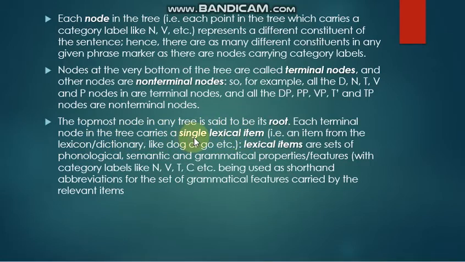So what does it mean, single lexical item? It's an item from the lexicon or dictionary, like dog or go, etc. Lexical items are a set of phonological, semantic, and grammatical properties or features, with category labels like noun, verb, T, and C, etc., being used as shorthand abbreviation for the set of grammatical features carried by the relevant items.